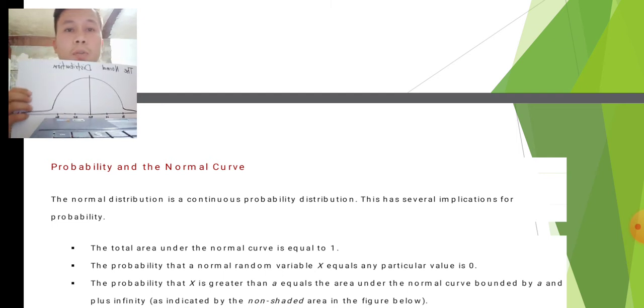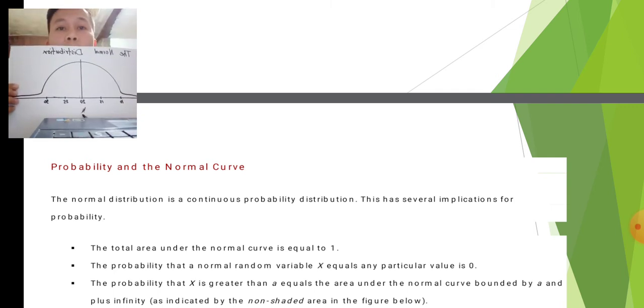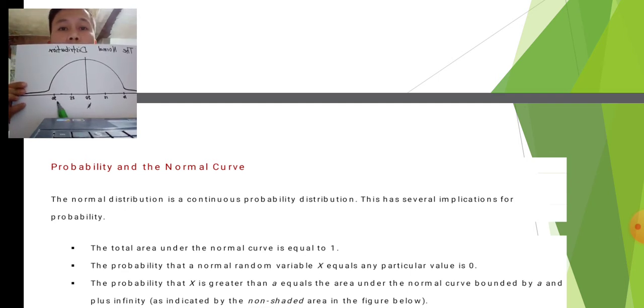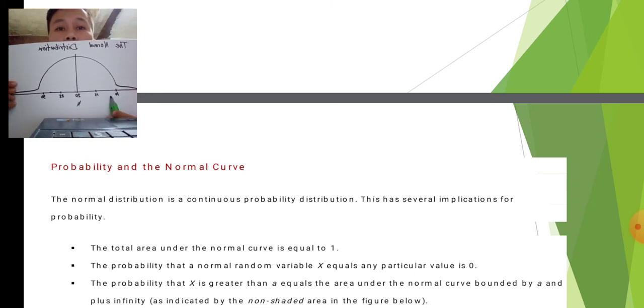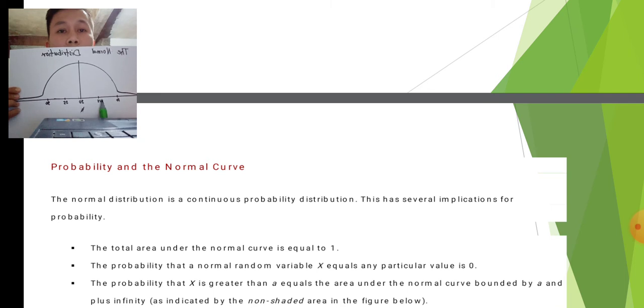Okay. Probability and the normal curve. The normal distribution is a continuous probability distribution. This has several implications for probability. The total area under the normal curve is equal to 1. Equal to 1 because, as I said earlier, at 20, for example, it starts here, at 10, maybe 11, and goes up and then descends downward. We notice how many watermelons there are with a length of only up to, for example, 15.